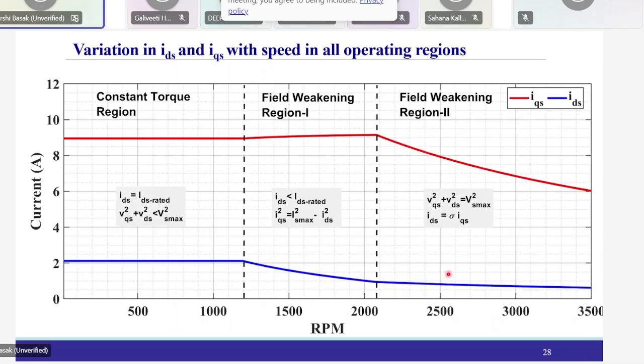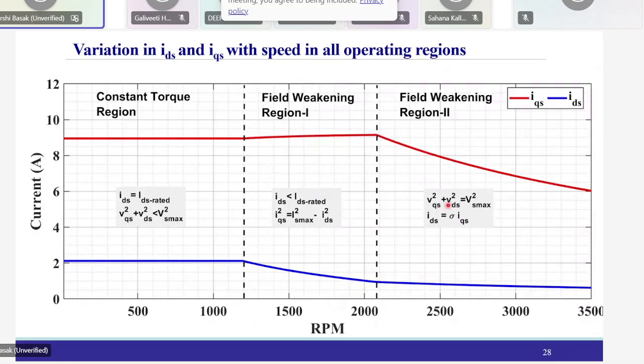Now, for the overall speed range, suppose our rated speed is 1500 RPM, and we want to go for the overall speed range. We will have the constant torque region, and then field weakening region 1. In the constant torque region, IDS is kept constant, and VDS squared plus VQS squared is less than this. Here, IDS will become less than IDS rated, so IDS will decay, and there will be a slight increase in IQS.